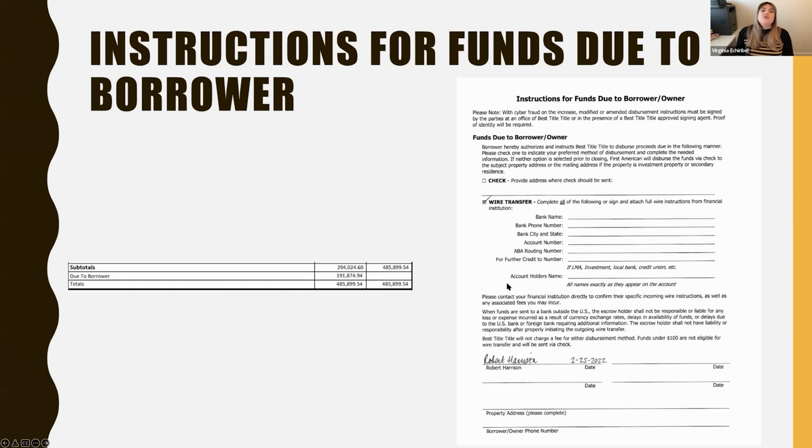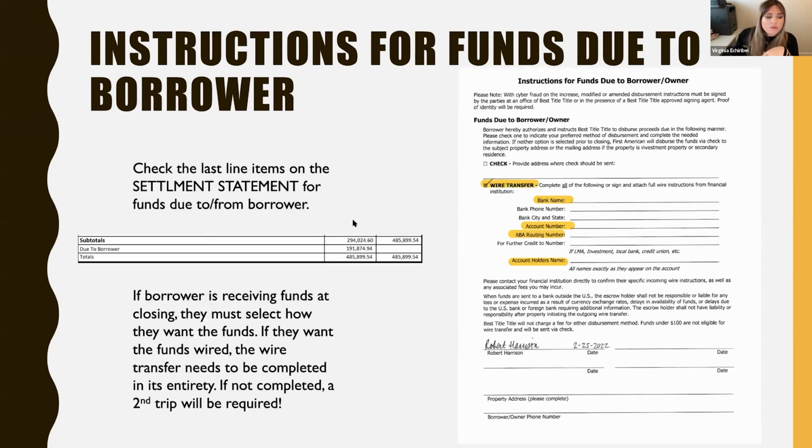So this form is present a lot of times just standard, even if the borrower is not getting money back in the process of closing the loan. I included a little snapshot of what would be on the settlement statement. So how you know that the borrower is getting money back or owes money is by looking at the settlement statement. The last 2 or 3 lines will show just like this, due to borrower, right? Or due from borrower.